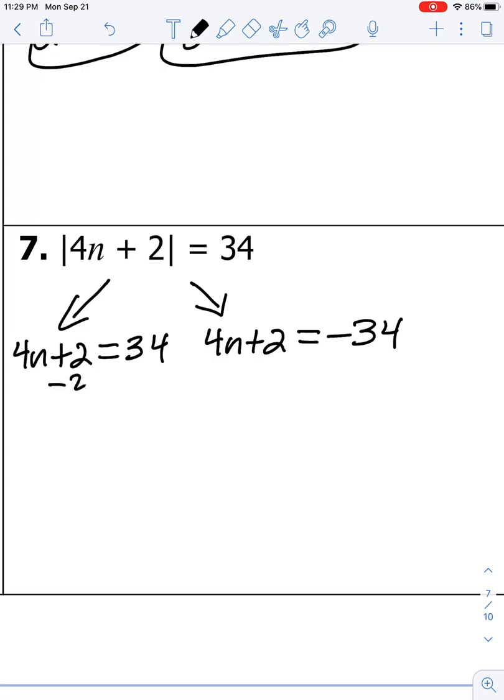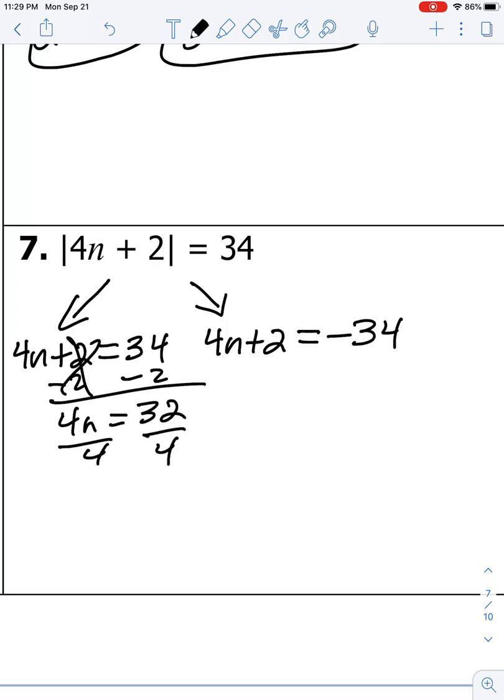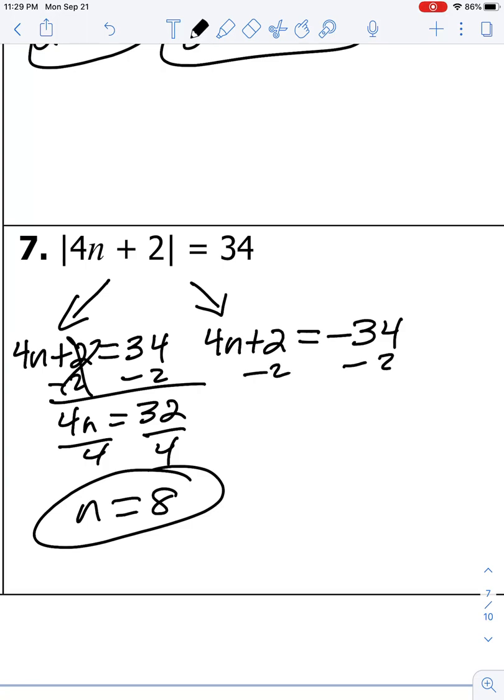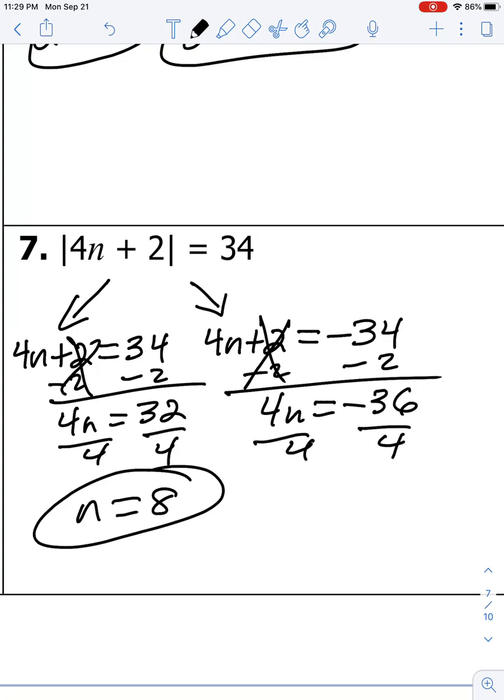So here we're going to subtract 2. We get 4n equals 32. Divide by 4, n equals 8. So now we go the other way. So we're going to subtract 2. We get 4n equals negative 36. Divide by 4. And our answer is n equals negative 9.